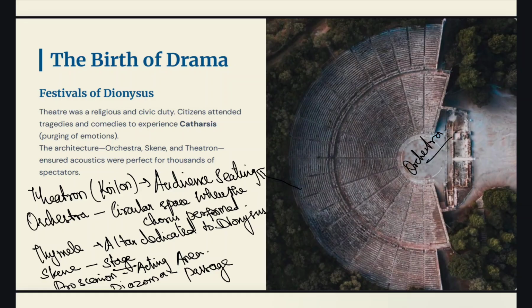Skene. This is the skene, this one. It's a stage. And then comes the proscenium, this one. This is the proscenium. Diazoma, the passage dividing the seating tiers. This one.